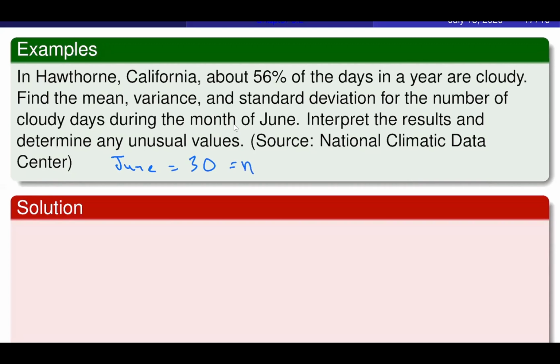All right, what percent of the time in the month of June is it cloudy? 56. Yeah, 0.56. Cool. So if 56% of the time is cloudy, and I want to find the probability that it is not cloudy, that's Q. So that'll be 1 minus 0.56, which is 0.44. So just remember, P is the probability it is cloudy, Q is the probability it is not cloudy.